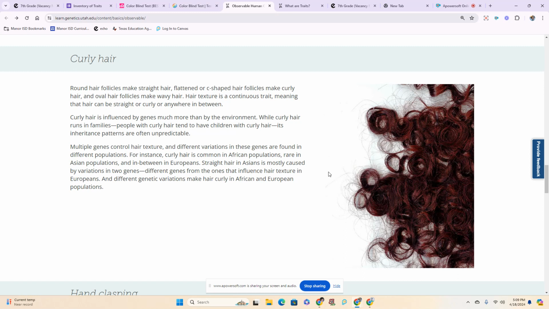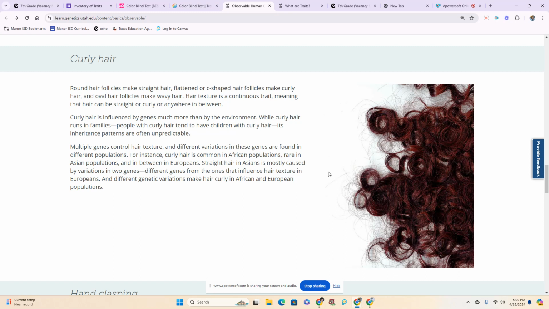Curly hair is influenced by genes much more than by the environment. While curly hair runs in families, and people with curly hair tend to have children with curly hair, its inheritance patterns are often unpredictable.